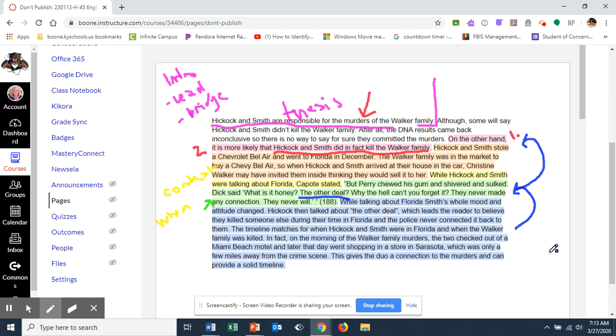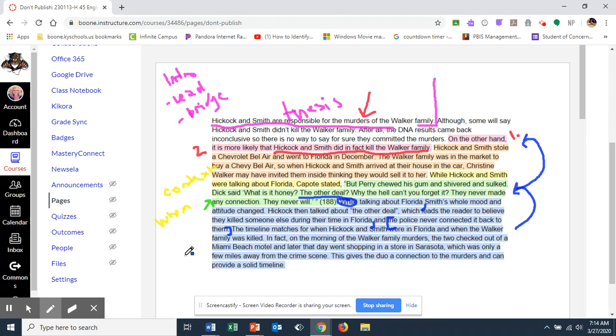It says, while talking about Florida, look, while's an Awubis word, while talking about Florida, comma, Smith's whole mood and attitude changed. Hickok then talked about the other deal, which leads the reader to believe they killed someone else during their time in Florida, and the police never connected it back to them. Okay, need a comma there, right? The police never connected it back to them.